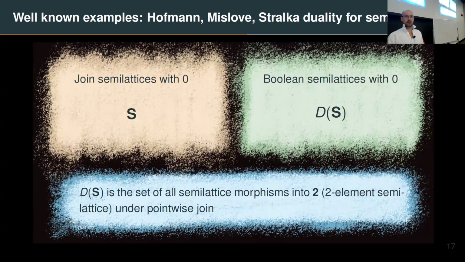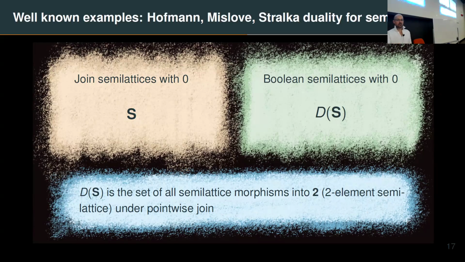So now finally we get to the Hofmann-Mislove-Stralka duality for semilattices. So here we are, on one side we have, well actually they did meet semilattices with 0, Guillermo, you'll be pleased to know, but for us we'll do join semilattices with 0, there's no difference. And on the right hand side you actually have the same thing. If they're infinite though, you're going to need topology. But as I said, we can just look at the finite case, in which case it really is just the same thing. And how does it arise?